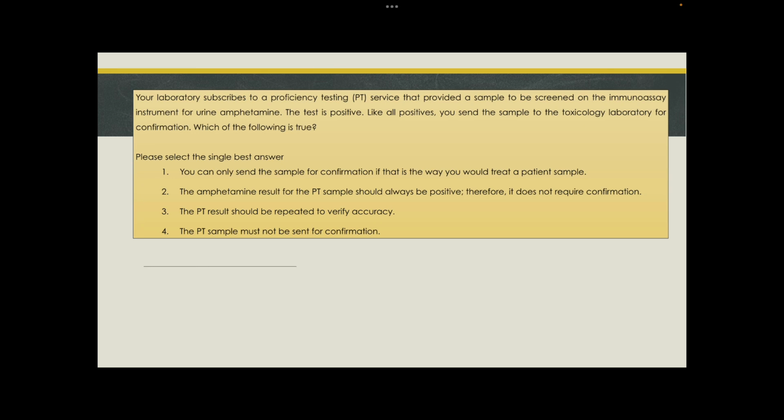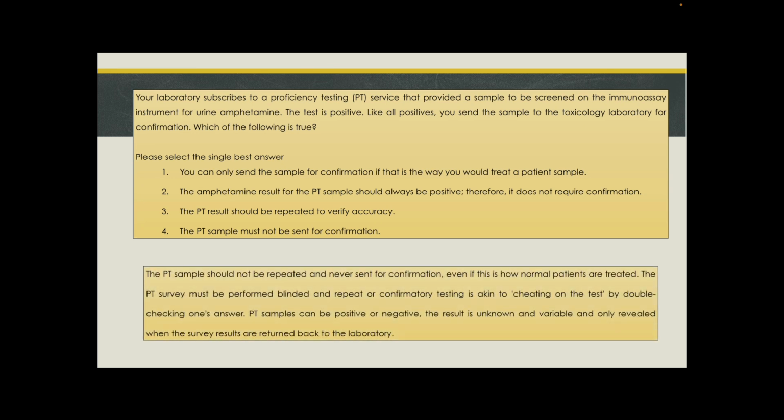The answer: the PT sample should not be repeated and never sent for confirmation, even if this is how normal patients are treated. The PT survey must be performed blinded, and repeat or confirmatory testing is akin to cheating on the test by double-checking one's answer. PT samples can be positive or negative, the result is unknown and variable, and only revealed when the survey results are returned back to the laboratory.